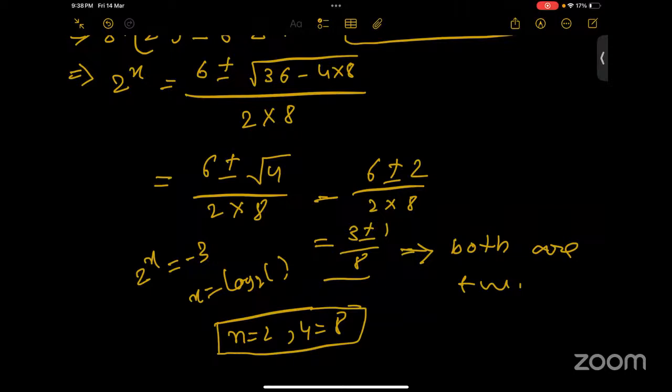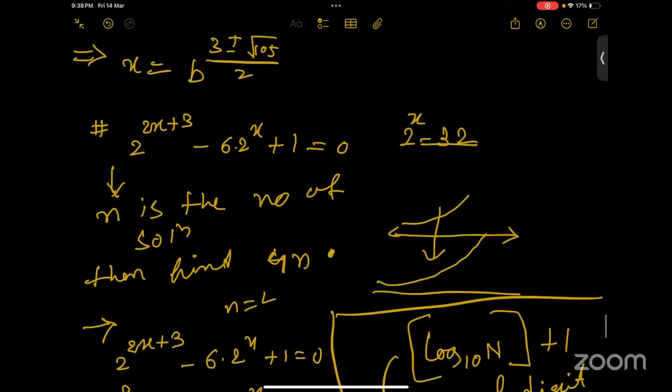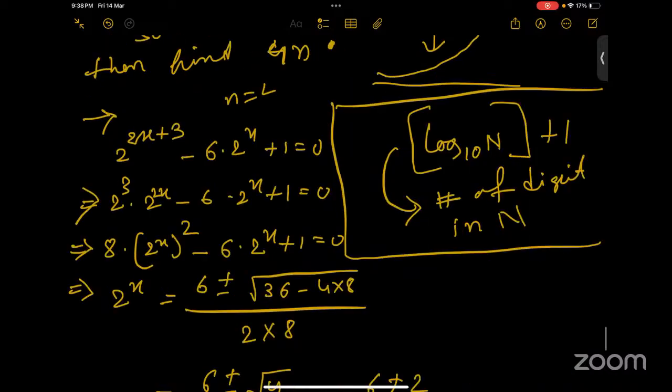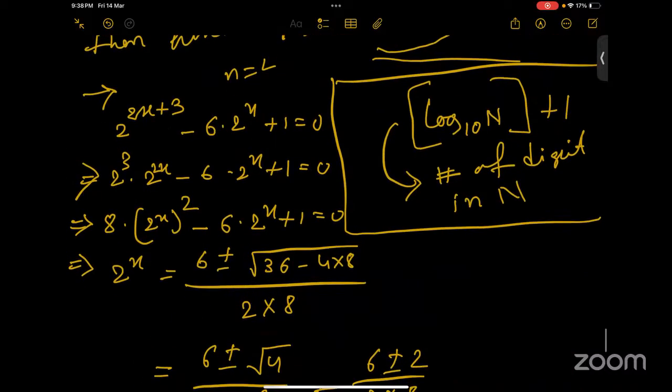There are so many ways to solve this. Ma'am, how did you solve it? 2 power x is equal to p. Then again you will get the same quadratic equation in terms of p, right? Yes, ma'am, that's the same thing. You just simplified it. Okay, the thing is same, right? Any other doubt here? No, ma'am.